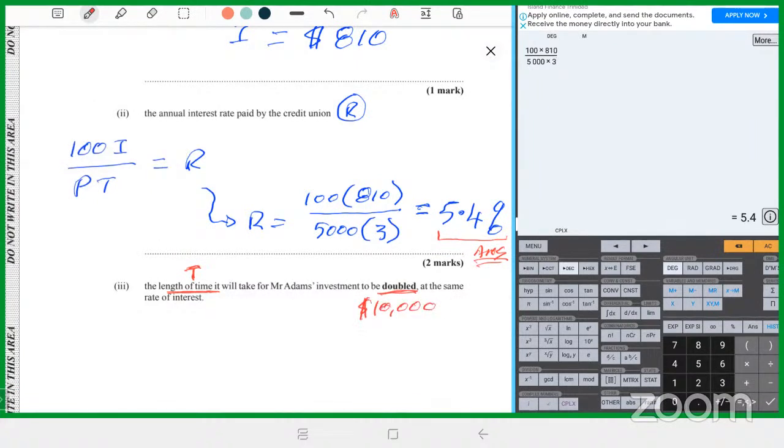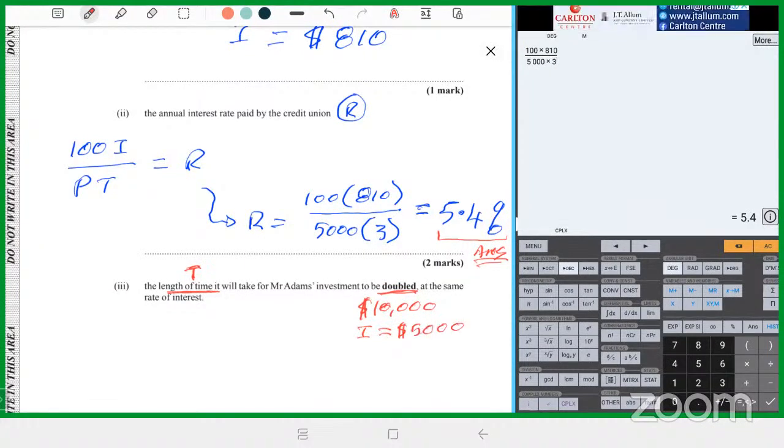So when it becomes 10,000, it means that the interest now is 5,000. So when it is doubled, that is when the interest and the principal becomes equal. So we can simply say when it is doubled, the interest is now 5,000. And because the principal was 5,000, it means that the interest becomes equal to the principal. So that's all they're basically working out. They're working out what time it will take for the interest and the principal to be the same.